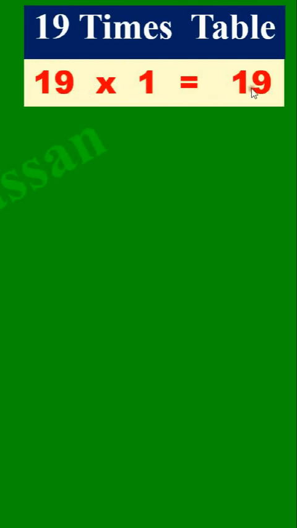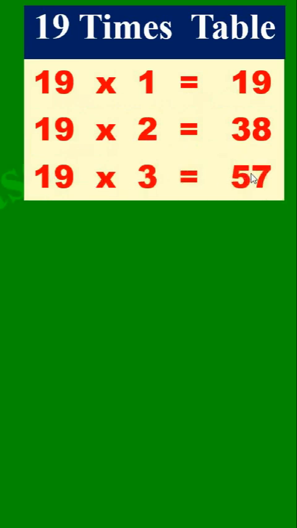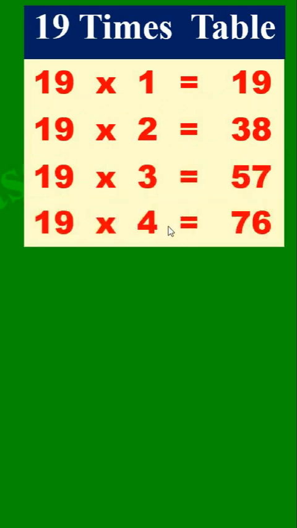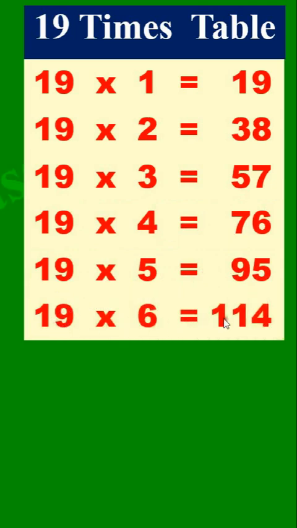19 times table. 19 times 1 is equal to 19. 19 times 2 is equal to 38. 19 times 3 is equal to 57. 19 times 4 is equal to 76. 19 times 5 is equal to 95. 19 times 6 is equal to 114.